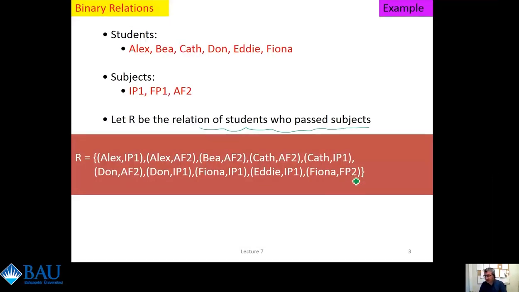Sorry, the last one, please correct it. This is not FP2, this is FP1. Correct it, please. Okay.